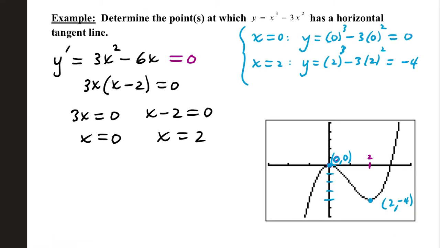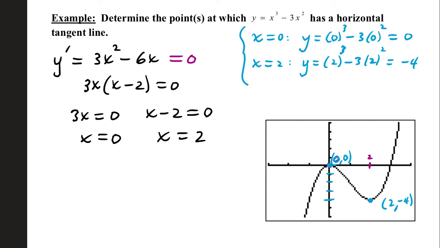In our second example, we have the function x cubed minus 3x squared. Its derivative is 3x squared minus 6x. Setting that equal to 0, factoring out a 3x, both terms are divisible by 3x. That gives us an x left over from the first term and a negative 2 left over from the second term. 3x is equal to 0 when x is 0. x minus 2 is equal to 0 when x is 2.